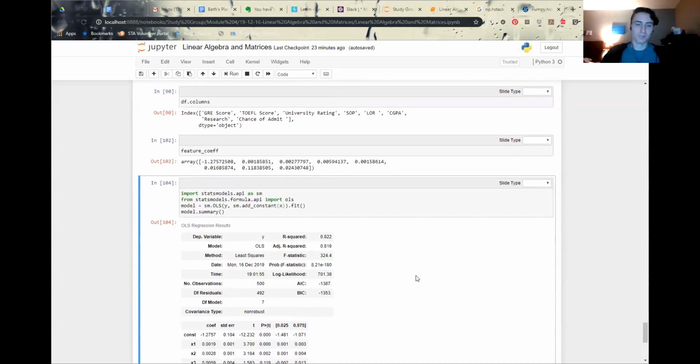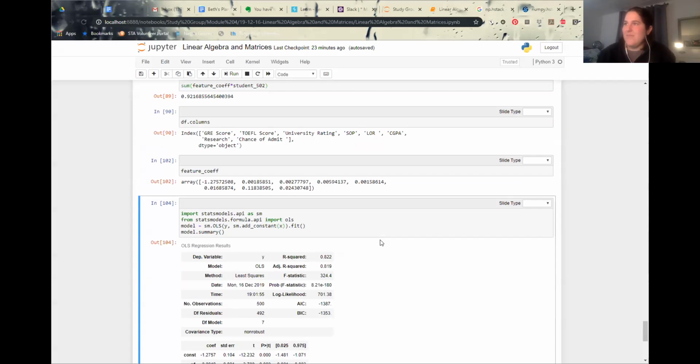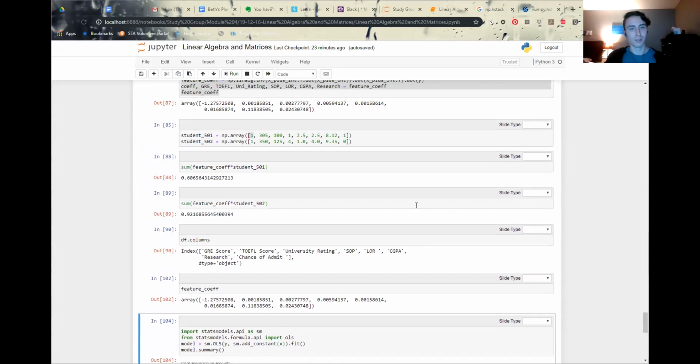And the R-squared. You technically could calculate the R-squared by hand with your matrix results, but it's kind of messy. All right, cool. Does anyone have any questions on this?